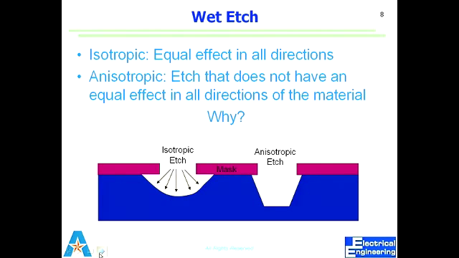For wet etch, the anisotropic definition is slightly different, because in this case we don't have directionality going straight vertical, but we have directionality against the different crystalline planes of the single crystalline structure, which means that wet etch can have anisotropy only for single crystalline material, not for polycrystalline material or amorphous material. Does it make sense?